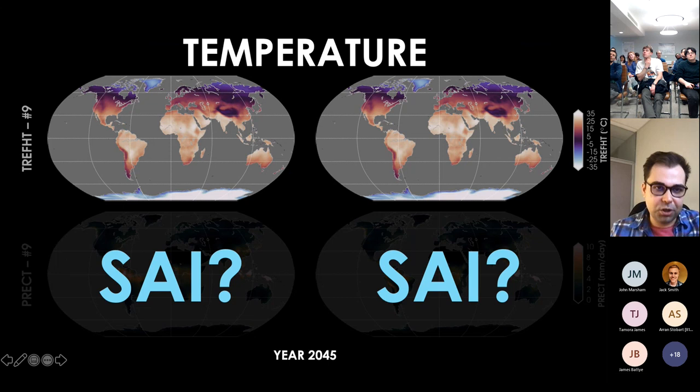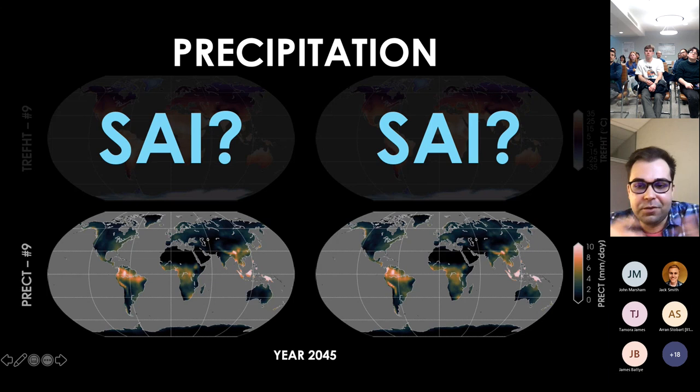One of these maps is from a world that's undergoing future climate change. One of these maps is undergoing climate intervention. And if I were to ask you, by looking at these maps, which one is undergoing climate intervention, would you be able to know? Okay, what if I gave you a map of precipitation, where there's more extremes? Would you be able to determine which map is coming from one of these SAI worlds?